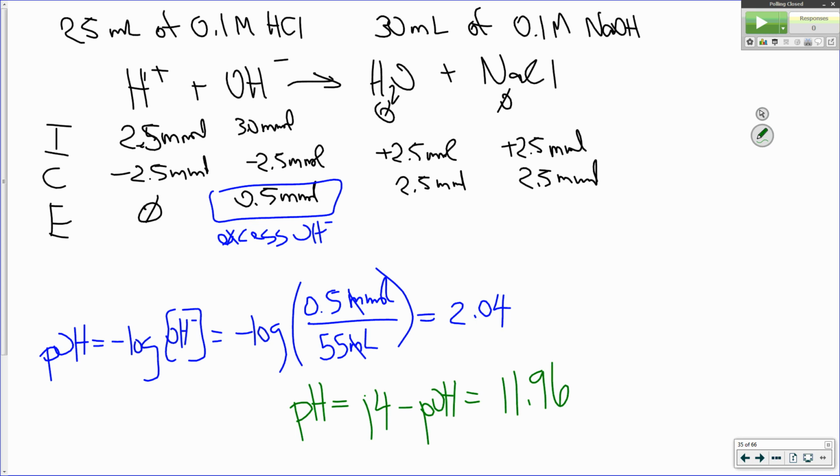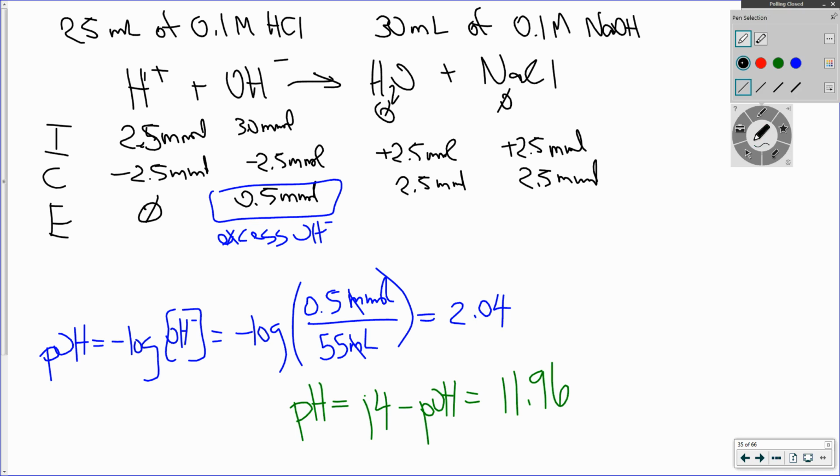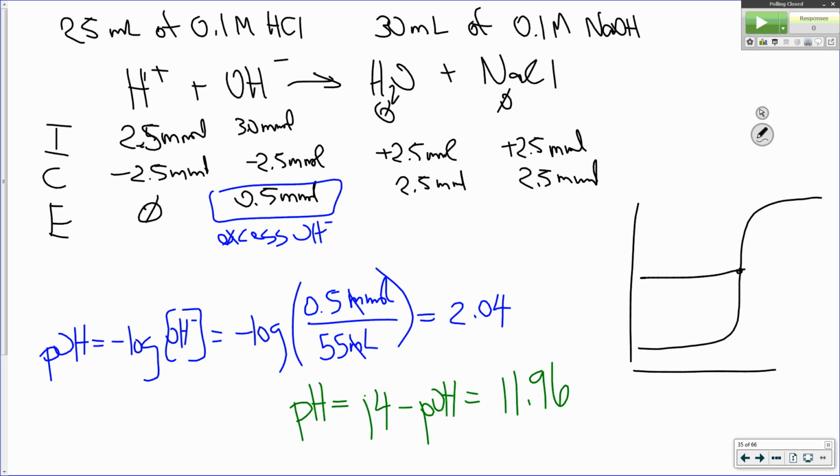So if I think about the progression, we were pH 1, pH 1, pH 1. Even at 20 mils, we were still in the pH 1 range. And then at 25 mils, we got to pH 7. And the next 5 mils went all the way up to pH 12. So this is kind of what we talked about in class yesterday. It stays low, stays low, stays low, and then pH jumps up sharply and then levels back off. Okay? Where the 7 was the equivalence point, the middle of the titration curve.